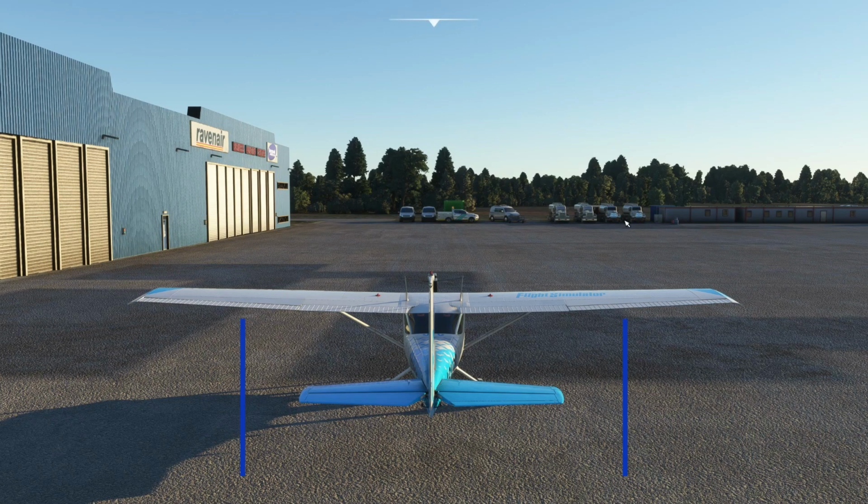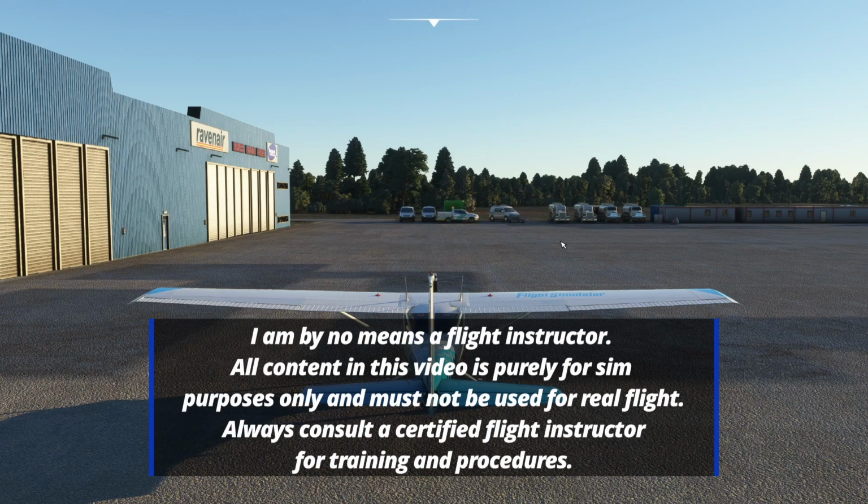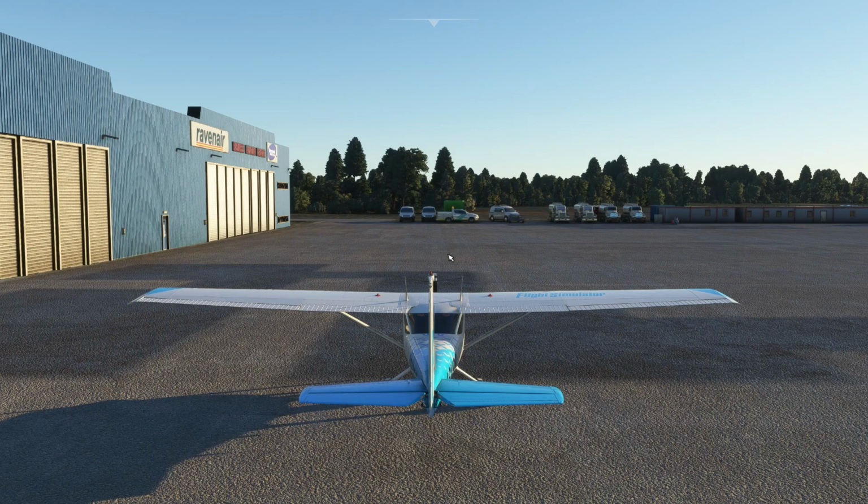I'm by no means a flying instructor. I do hold a PPL in the UK, but I cannot instruct, so please do not use any of this in real life. This is purely for sim purposes only.